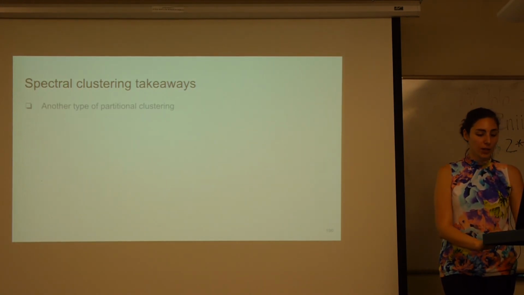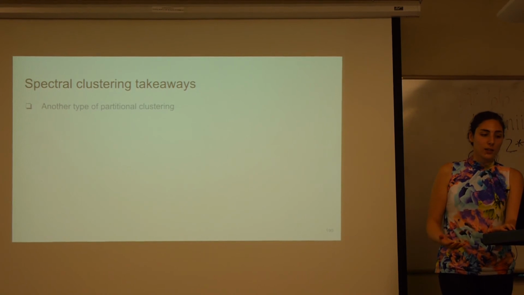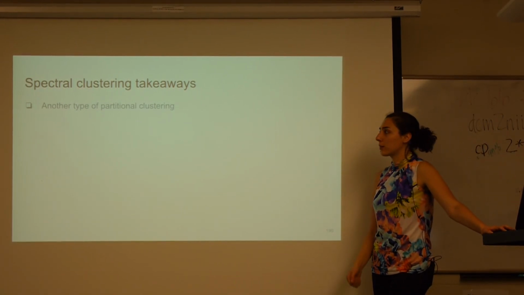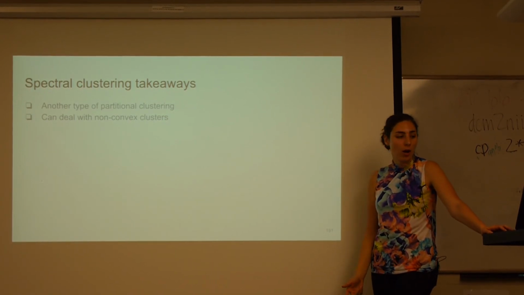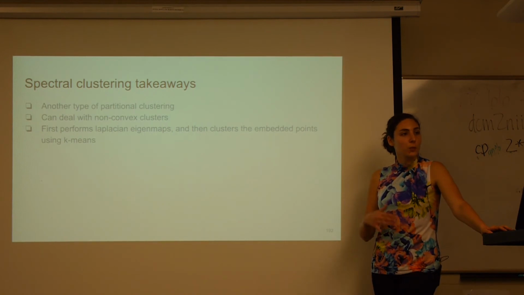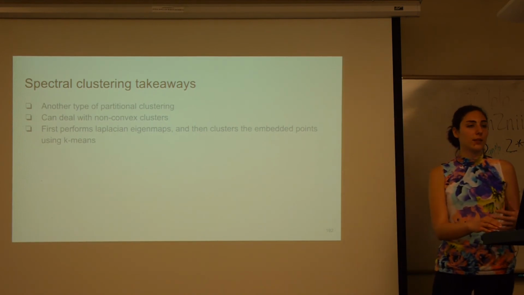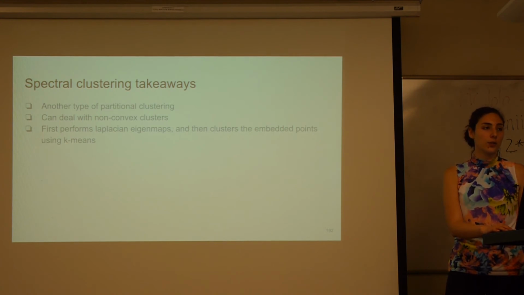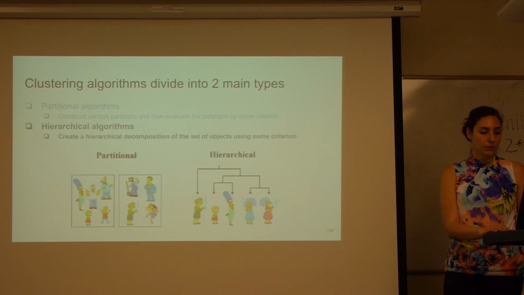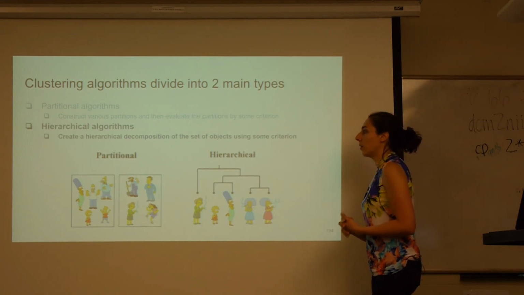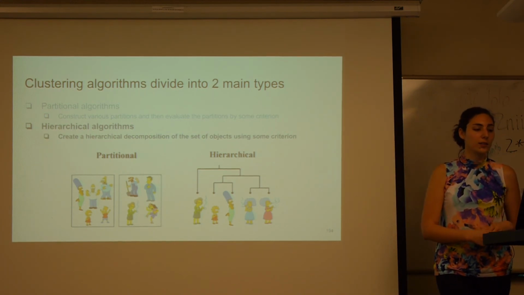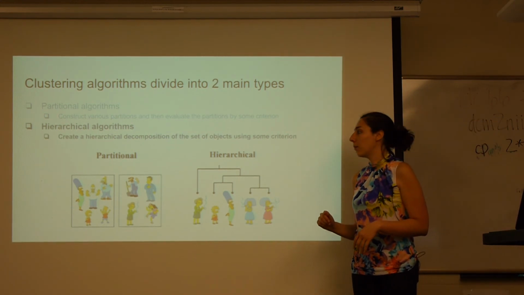OK, so the takeaways. Spectral clustering is the second type of partitional clustering algorithm we discussed. It can deal with non-convex clusters, and it first performs Laplacian eigenmaps and then clusters the embedded points using k-means. But we still need to choose k. So let's move on to algorithms that we don't need to choose k for. These are the hierarchical algorithms.